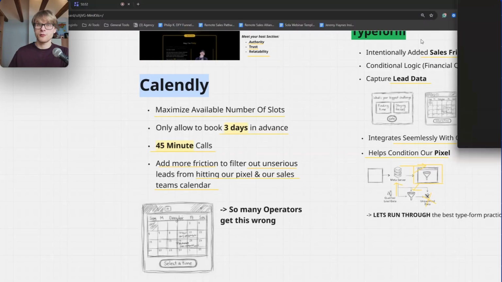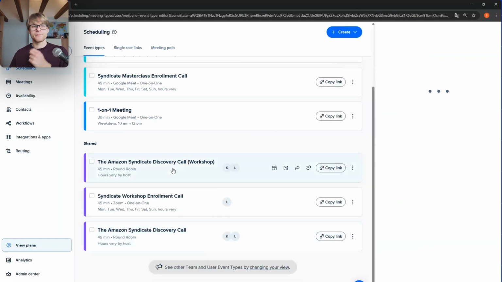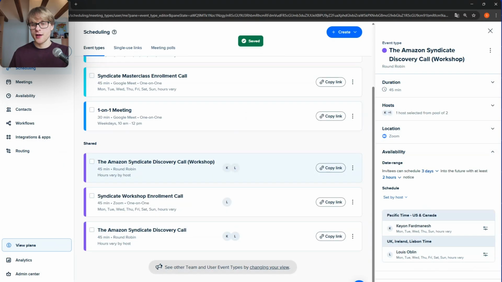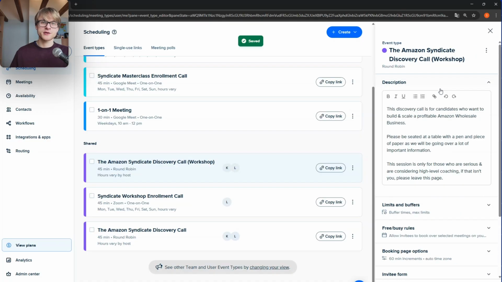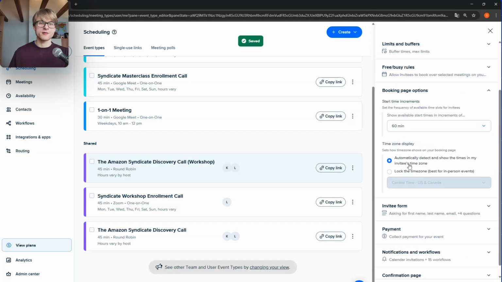Let me pull this over here real quick. All right. So essentially, this is how you want to set up your event. You have your host, your duration, your location, and your availability. Then you have a description for the call. You have your limits. We generally set a 50-minute buffer after the event, so they have 45 minutes, a 50-minute buffer, and then they can book a call every 60 minutes.